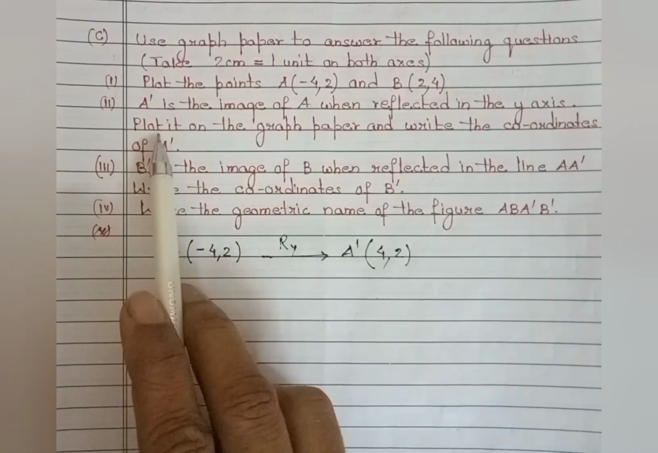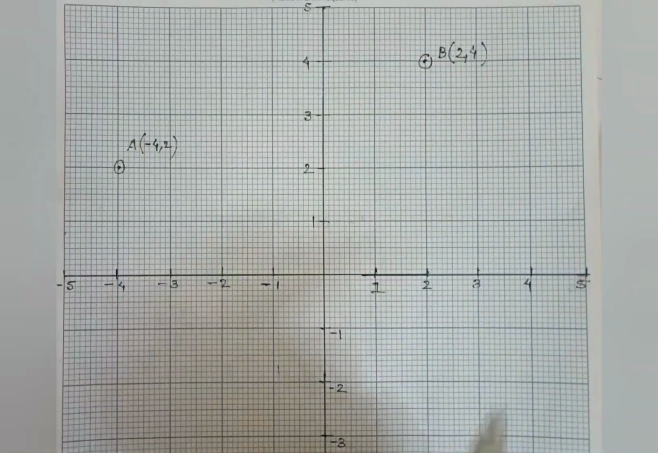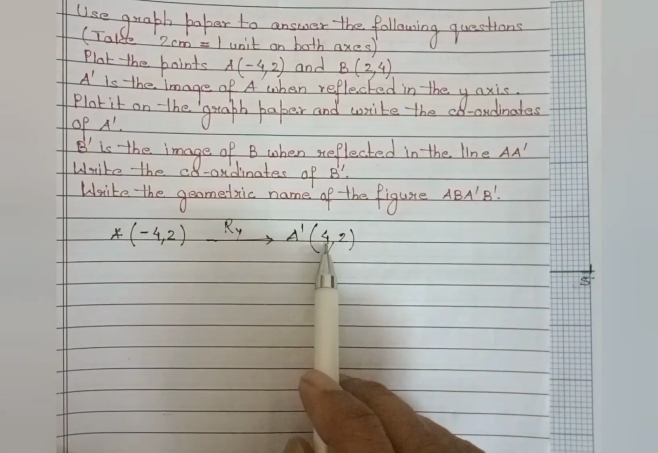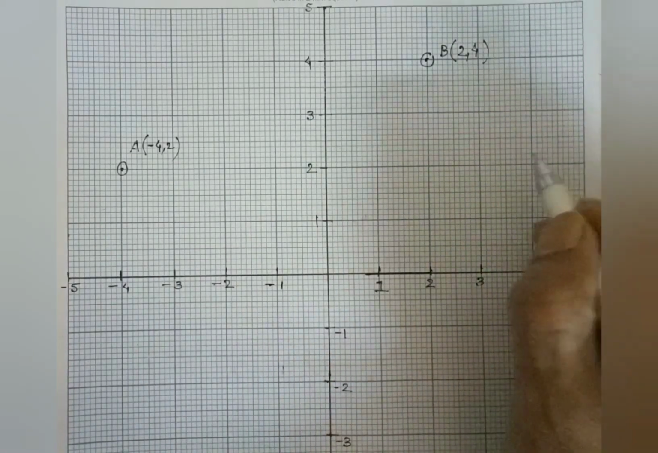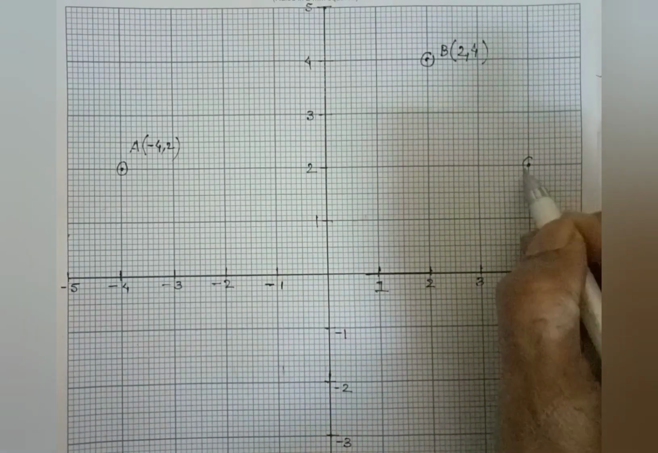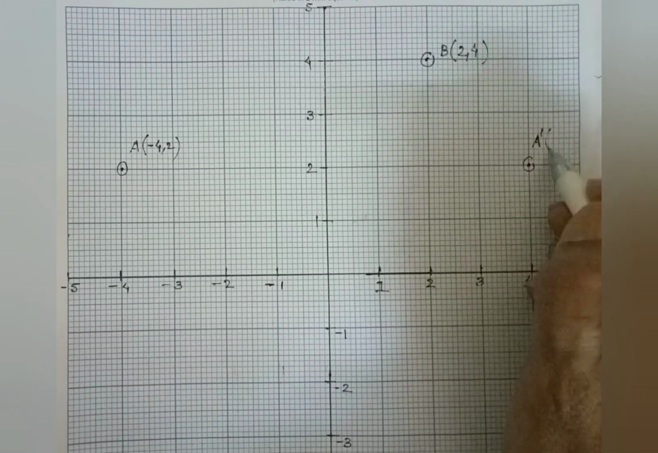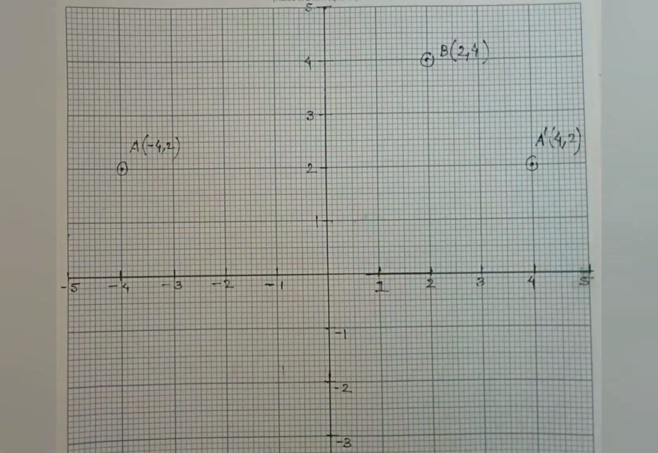Now the question says plot it on the graph paper and write down. So we have to plot it on the graph paper. A dash is 4 comma 2, so let's plot 4 comma 2. This will be A dash. This is your A dash.